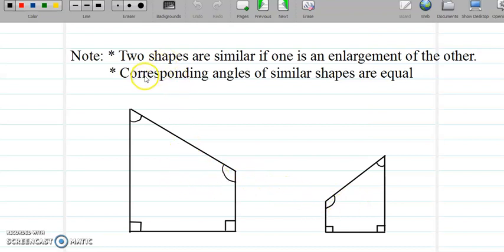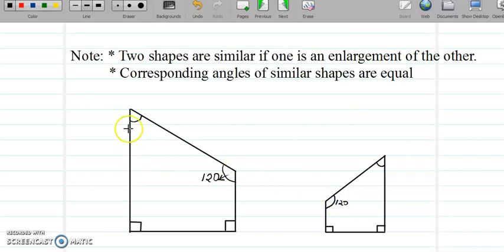And also you know that the corresponding angles of similar shapes are equal. So if here is 90, here also must be 90. So the corresponding angles are equal. If I have this angle to be 120, that means this angle also must be 120.